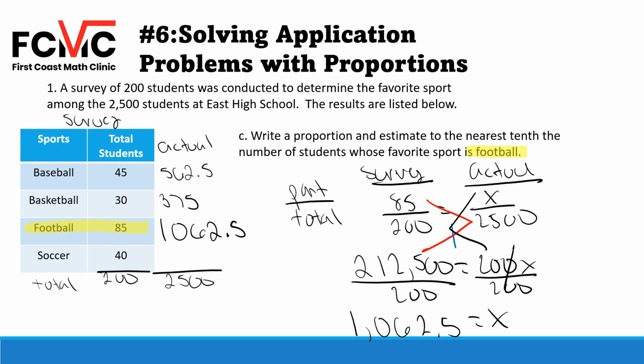So again, we're setting up part out of total. So our part here, 85, out of our total students, 200, and then our part here, which was x, out of our total, 2,500. So let's do one more for soccer, figure out how many students like soccer.